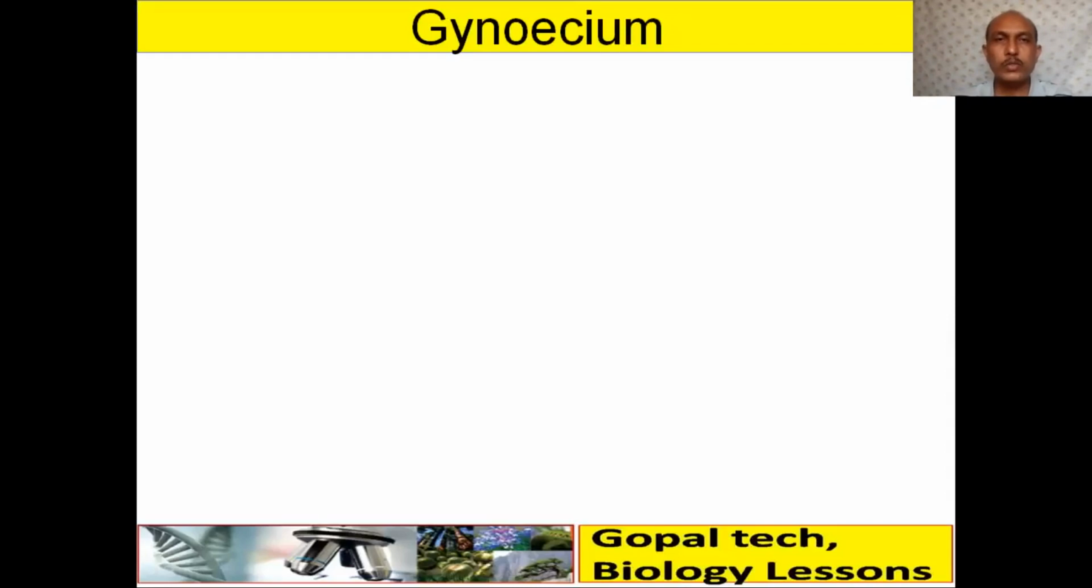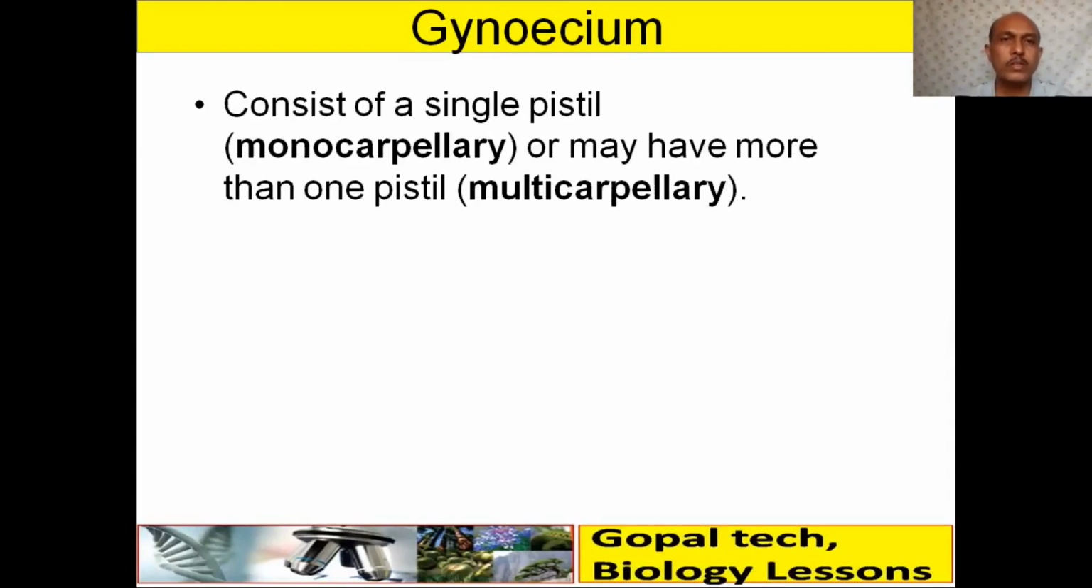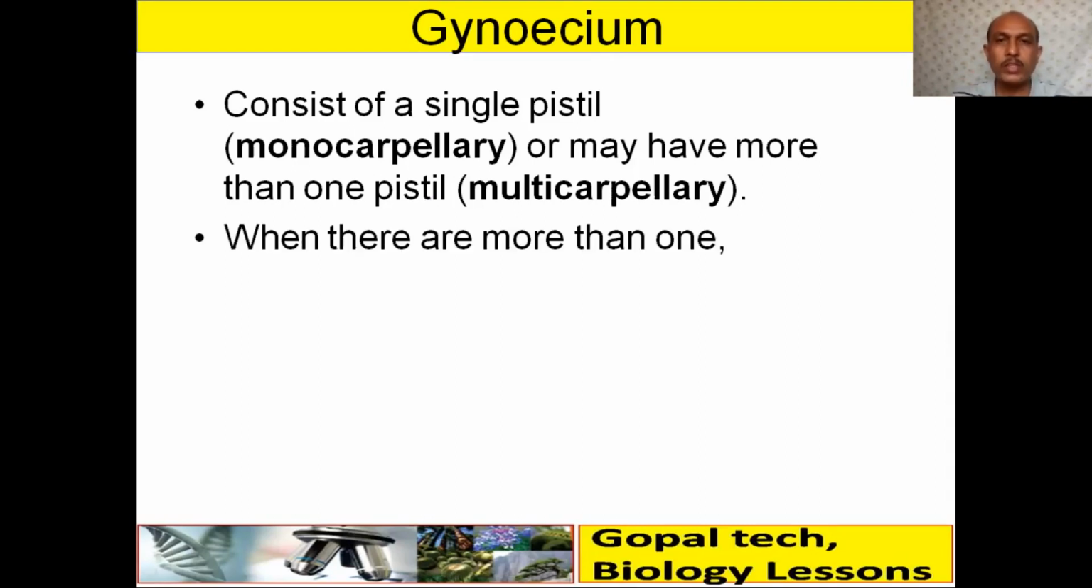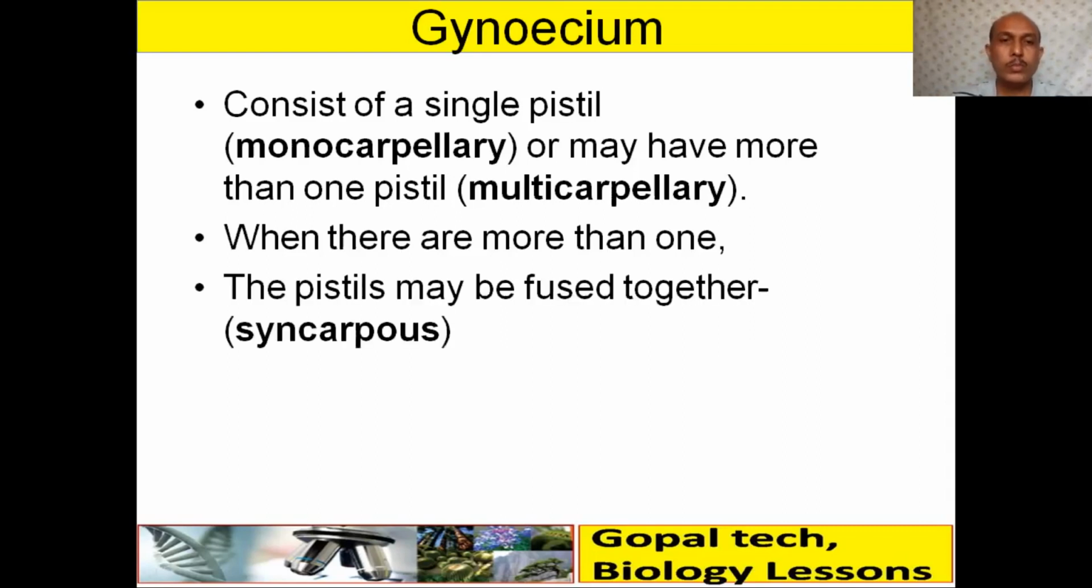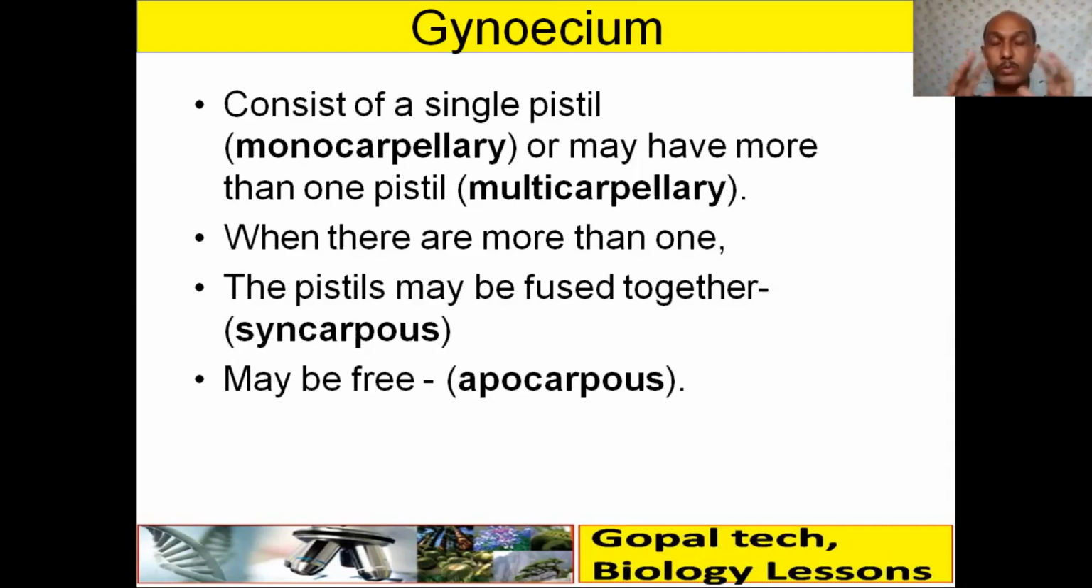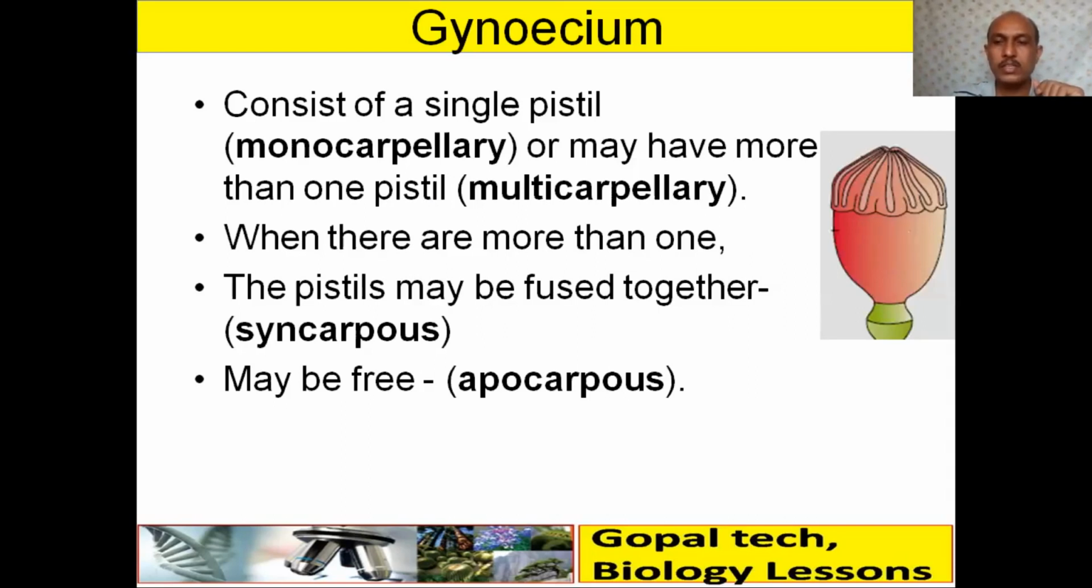Now, so we'll continue with the first session. Now, gynoecium consists of a single pistil, that is monocarpellary, or it may have more than one pistil, then it is called multicarpellary. When there are more than one carpel, so the pistil may be fused together, that is called syncarpous, or it may be free, that is apocarpous. So in 11th standard you have studied what is syncarpous and apocarpous. So this is a syncarpous and this is an apocarpous. Okay, so here it is free and there they are fused.